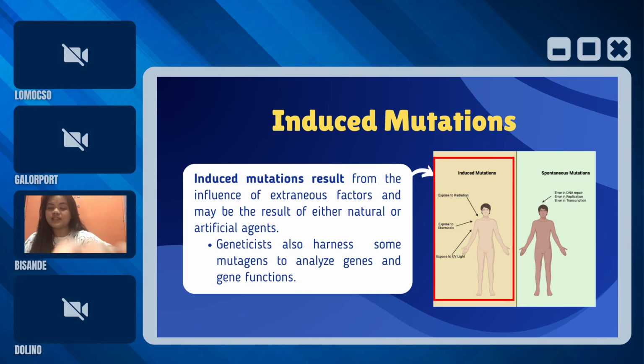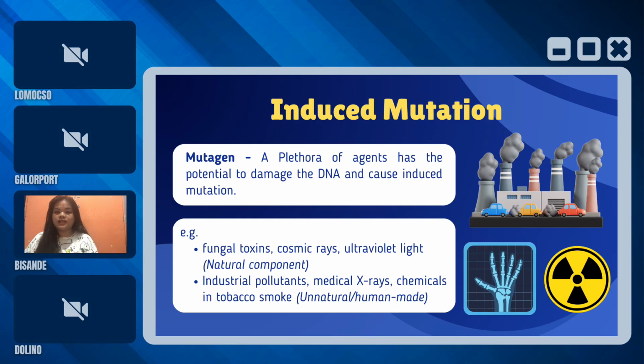Next slide, please. Mutagens, as we know, are a plethora of agents that have the potential to damage the DNA and can cause mutations. There are some examples of mutagens. We have fungal toxins, cosmic rays, and ultraviolet, which we call natural components, or we also have industrial pollutants, medical rays, or chemicals in tobacco smoke, which we call natural or human-made.